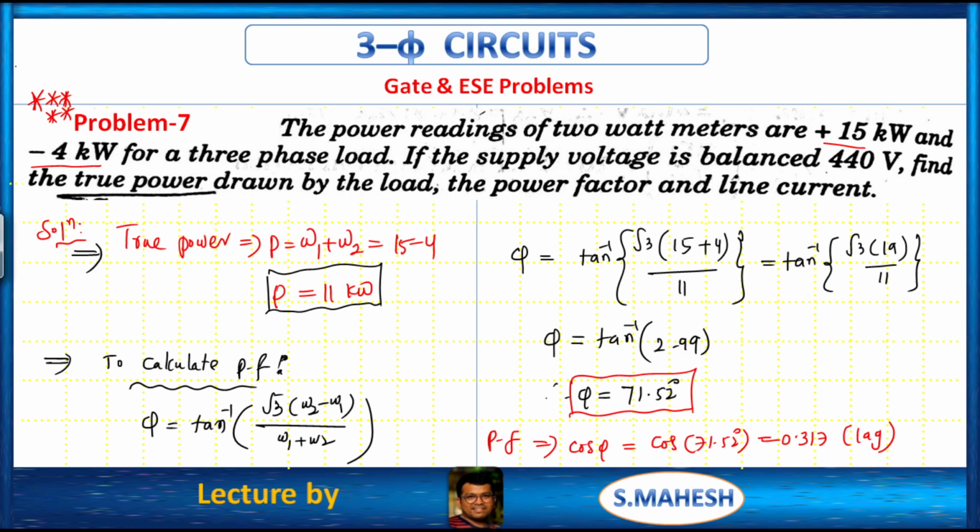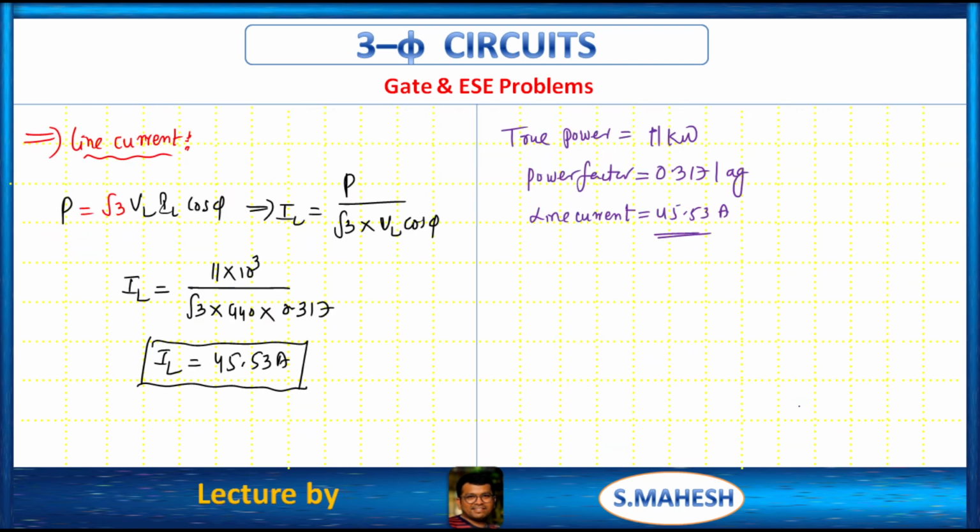Okay. See here, one of the wattmeter readings is negative. Therefore, we have to reverse the terminals of the potential coil. That's it. That's why we have the value 2.99. This is about true power, power factor and line current.